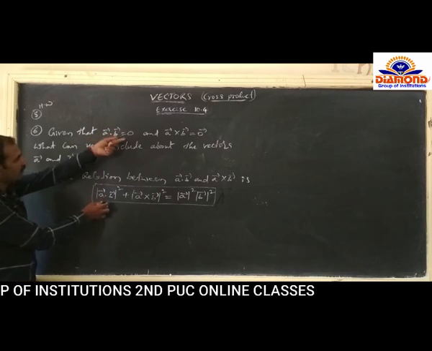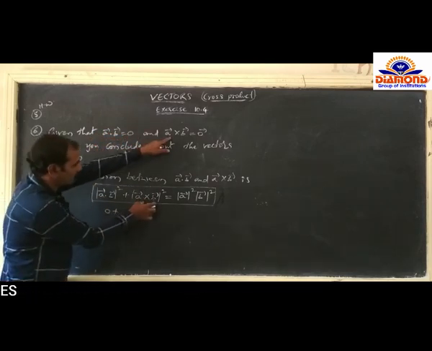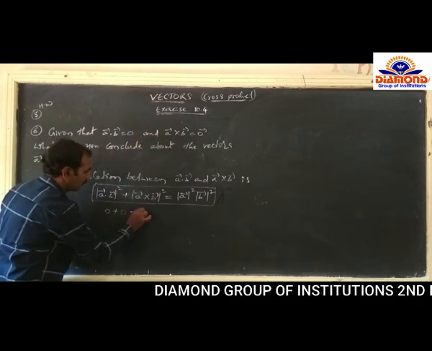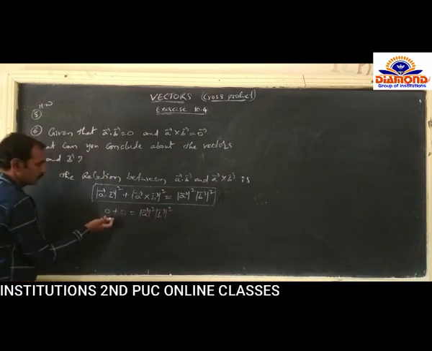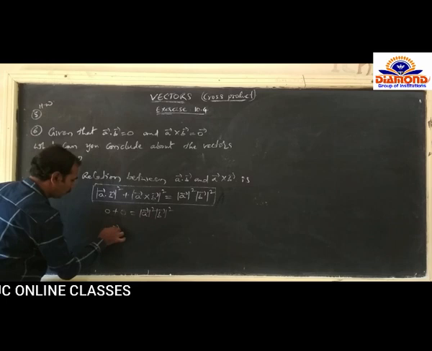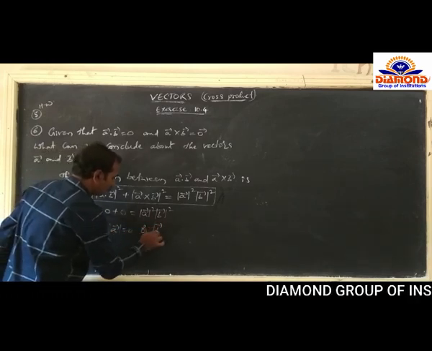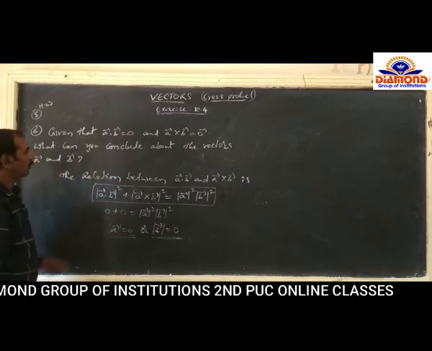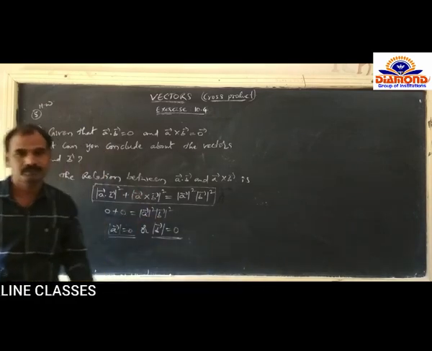So the dot product value is 0, so 0 square is 0, plus the cross product value is also 0, so 0 square is 0. It equals magnitude of A square into magnitude of B square, so its value is 0. It means magnitude of A equals 0 or magnitude of B equals 0. This is the conclusion about the A vector and B vector.